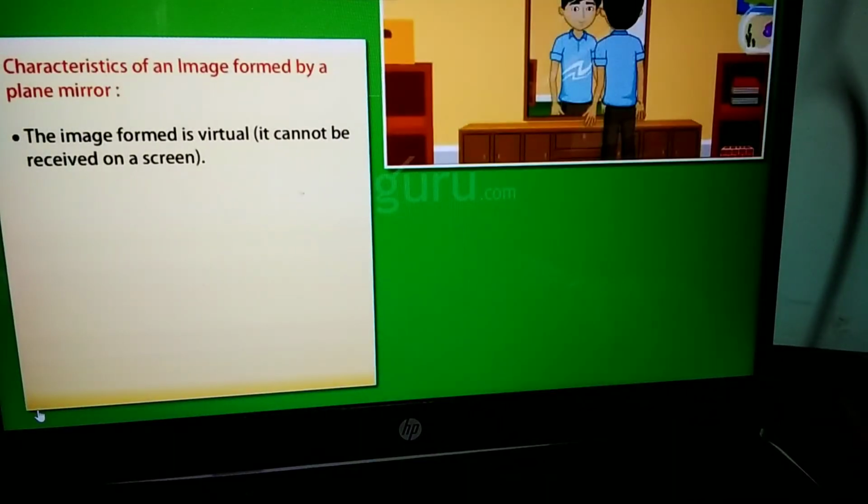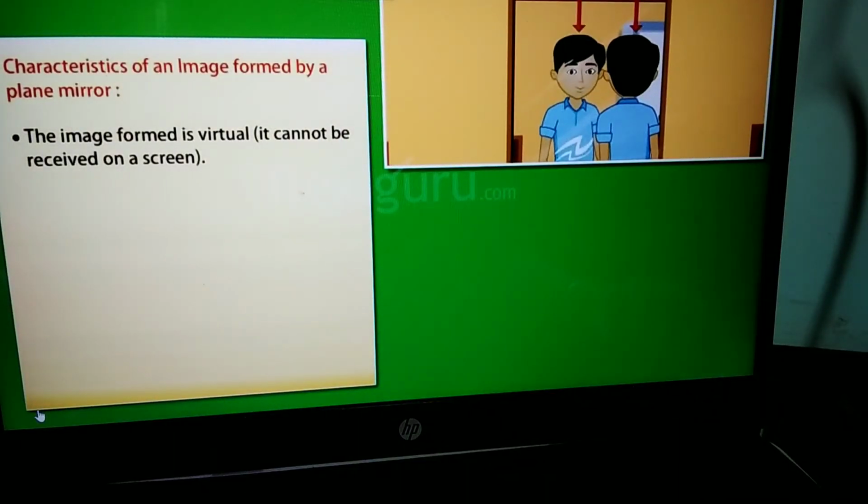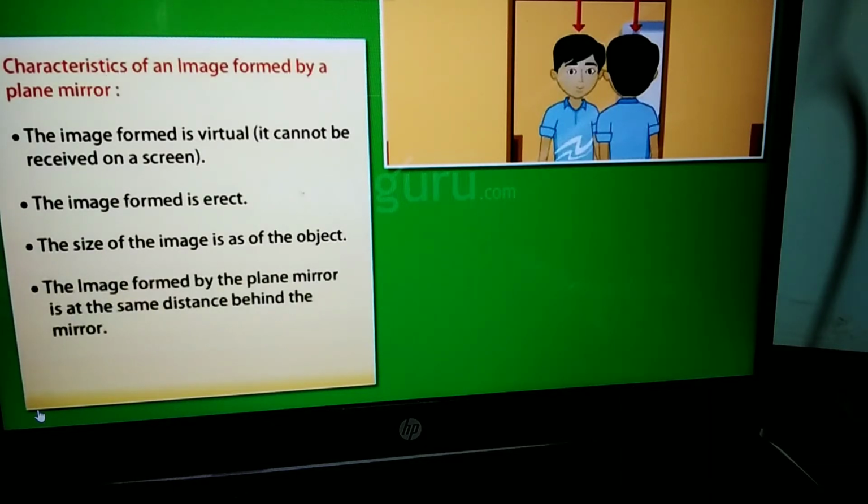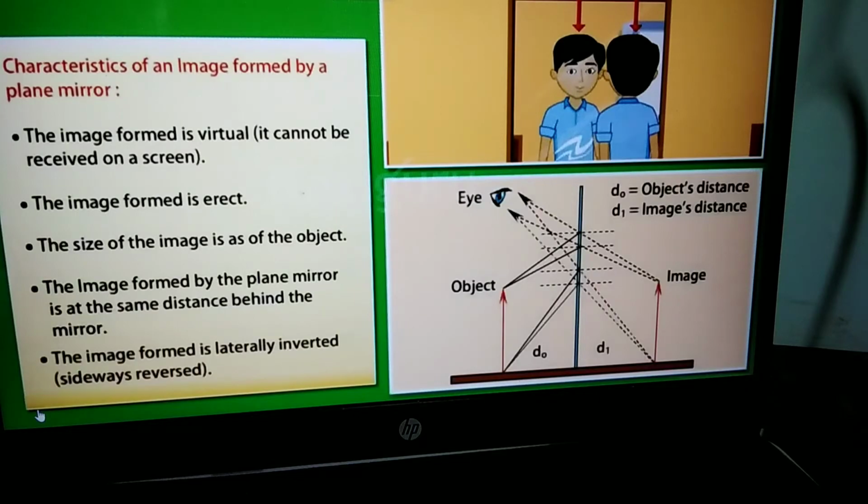Now, coming to the characteristics of an image formed by a plane mirror. The image formed is virtual. It cannot be projected on a screen. The image formed is erect. The image size is equivalent to the object size. The image formed by a plane mirror is at the same distance behind the mirror. And the image formed is laterally inverted.